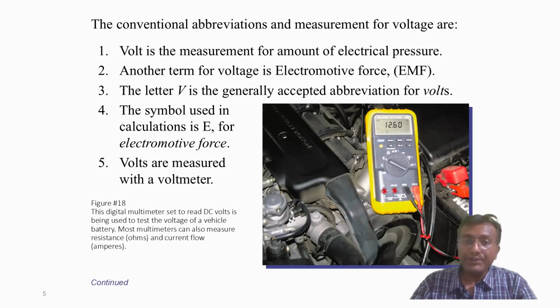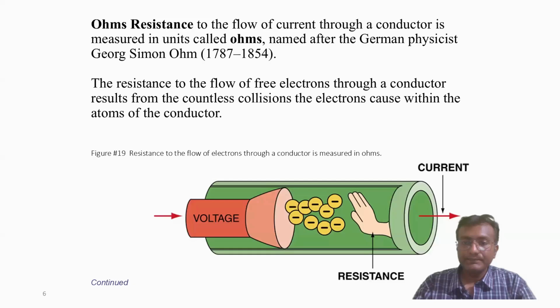Volts are measured with a voltmeter. Figure 18 shows a digital multimeter set to read DC volts being used to test the voltage of a vehicle battery. Most multimeters can also measure resistance in ohms and current flow in amperes.